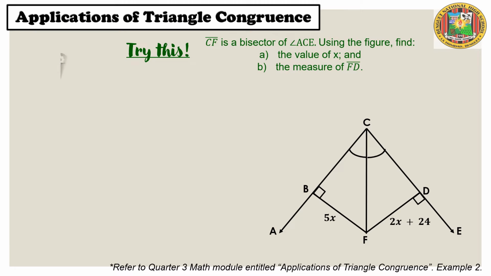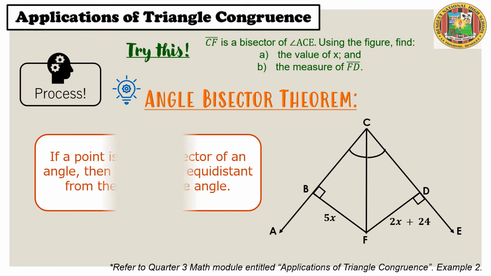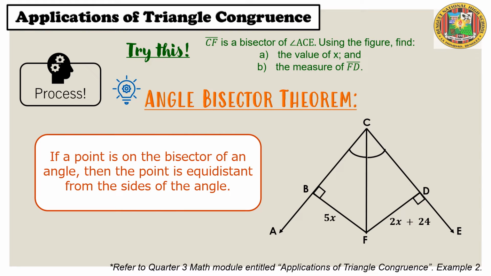Let us process what we know. To solve for what is asked, we can use the angle bisector theorem, which states that if a point is on the bisector of an angle, then the point is equidistant from the sides of the angle. Thus, point F, which is on the bisector CF, is equidistant to points B and D, which are on the angle ACE, which segment CF bisects.